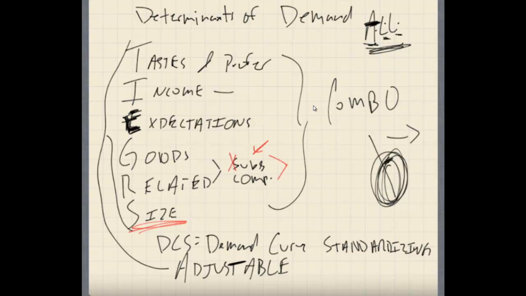And there should be a situation where, and we're going to go over a lot of examples in this, the only time you have substitutes is on purpose. But this all does affect our demand curve.